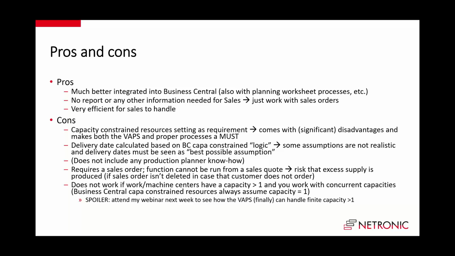Another assumption is that the delivery date that we get calculated still is based on the Business Central capacity constraint logic, and some of the assumptions are not realistic. So the delivery dates that we give to the customers must be seen as best possible assumption. In my case here, that I just made up, it worked. So Business Central gave me a date that when I added to the schedule, I could confirm, but there might be cases where it did not work.